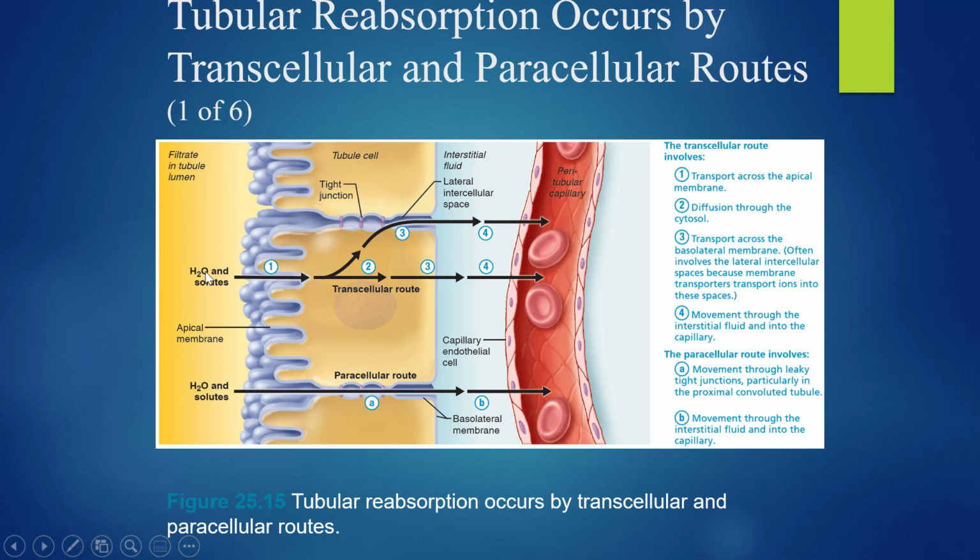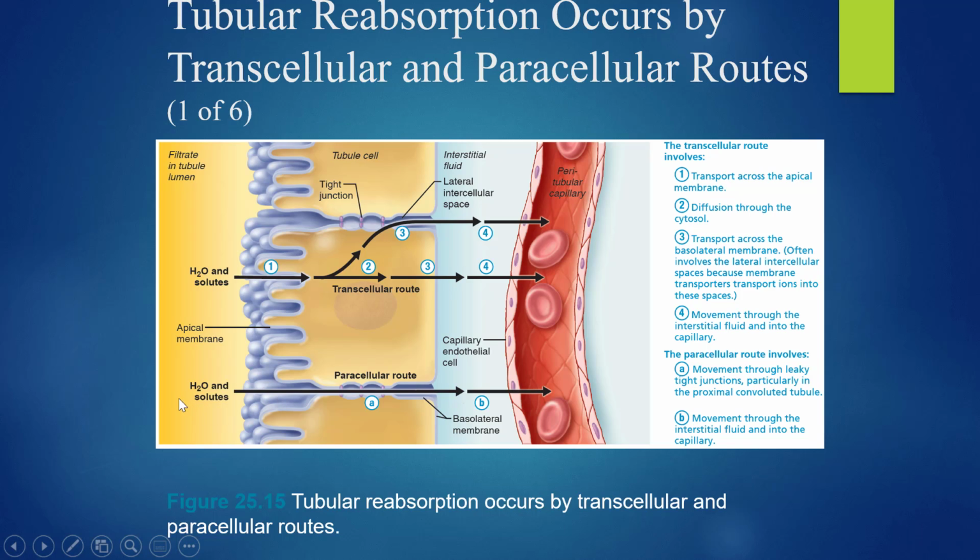Water can go across the apical membrane and diffuse through the cytoplasm, and then be transported across into the interstitial fluid space, or it could be moving across the basolateral membrane. This involves the lateral intercellular spaces because membrane transporters transport ions into these spaces. So the movement through the interstitial fluid follows and then into the capillary.